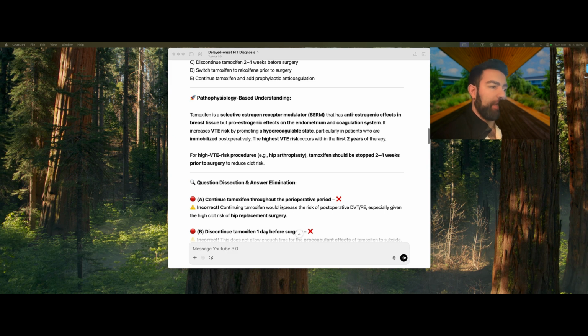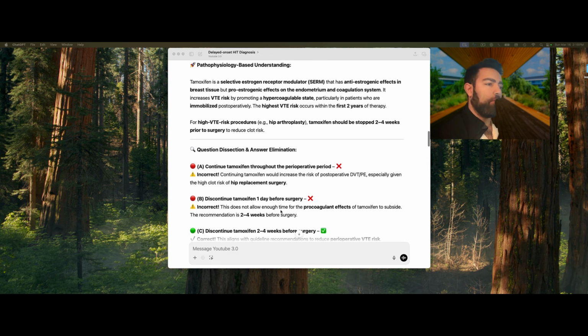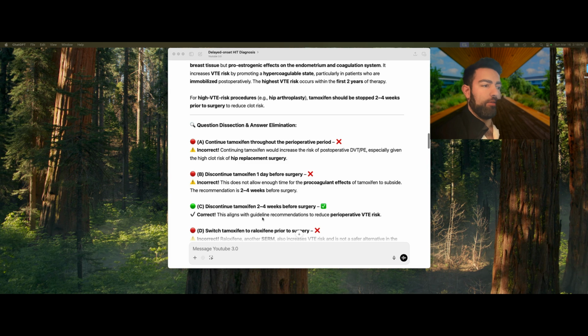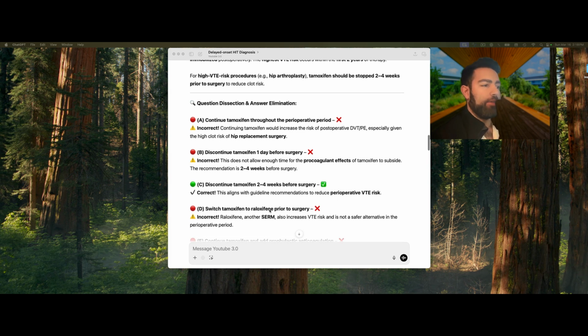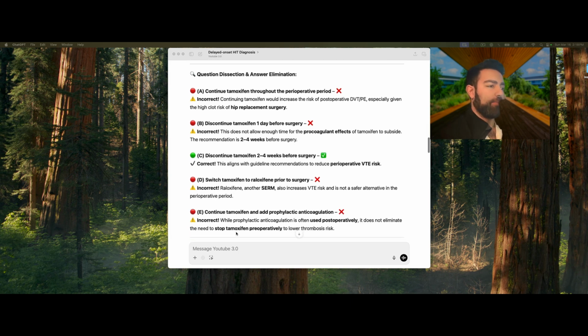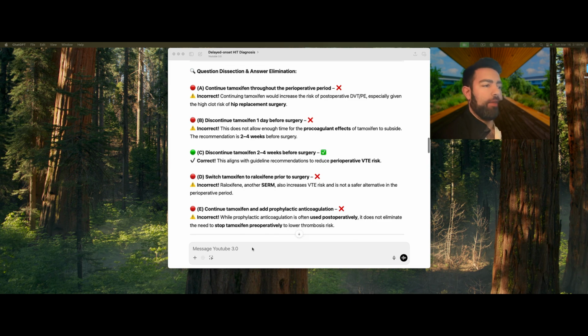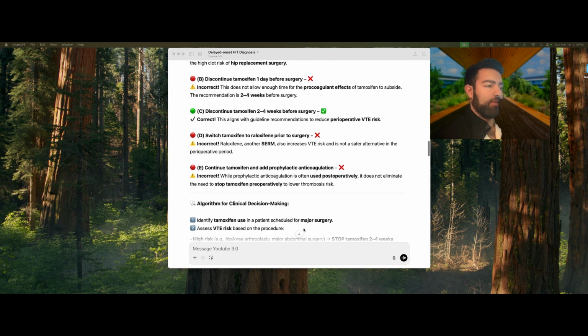So option A is to continue. That would be wrong. Discontinue 1 day would be too short. And discontinuing 2 to 4 weeks would be the right guideline-recommended approach. And then switching to raloxifene. Raloxifene is another SERM, also increases VTE risk and is not safer compared to tamoxifen in this aspect. And then continuing tamoxifen and adding anticoagulation, that would be incorrect. Prophylactic anticoagulation is used postoperatively. It does not eliminate the need to stop the tamoxifen perioperatively.